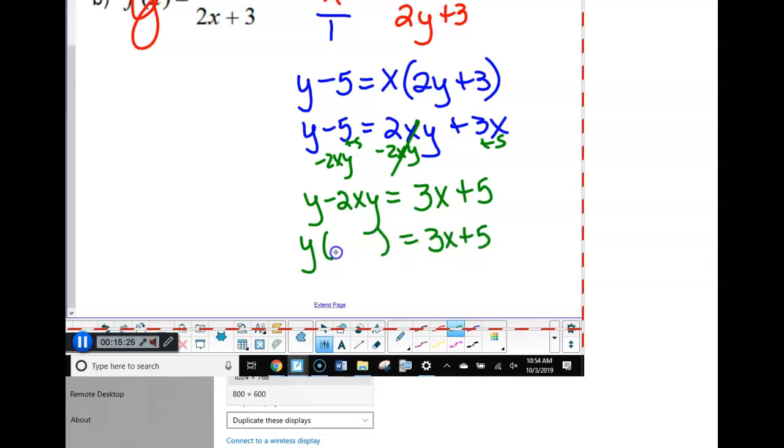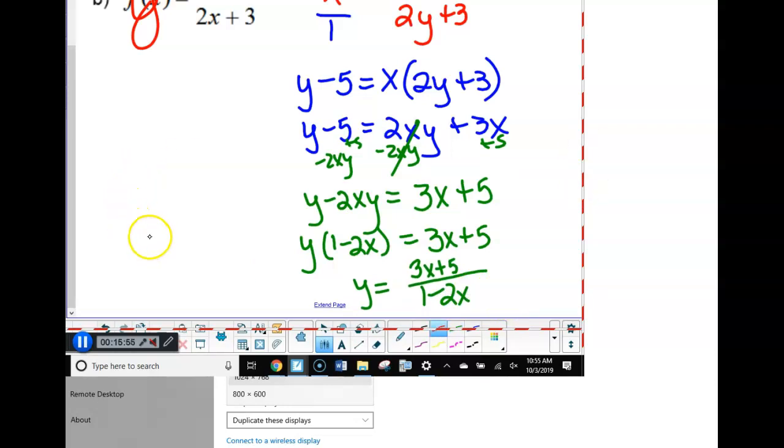Okay, how does the y factor out? Everybody get that one? Nobody forgot it? And then to get the y by itself, we would need to divide the 1 minus 2x over to the other side. There we go. Okay, so that's what I got.